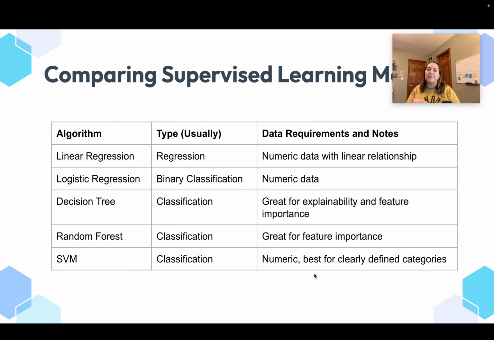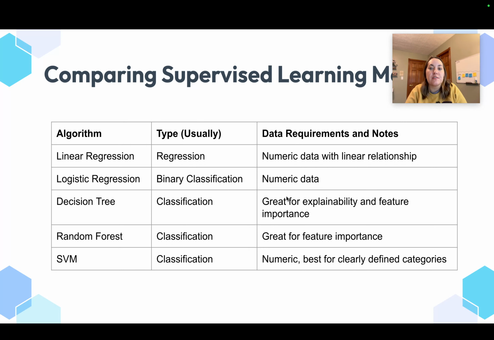This is just a little reference guide for as you start to compare these different methods. I put this type usually because, as I mentioned in some of the other videos, with decision tree, we're using the classifier. That's what I've always done. I've never used a decision tree regression, but it is out there. It does exist. So this is just where you can look and see, this is what I have, the data requirements, and just some notes.